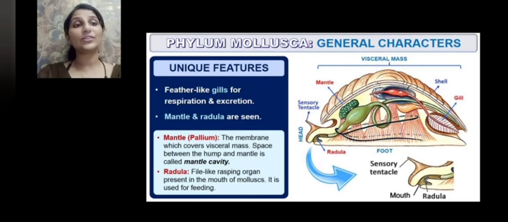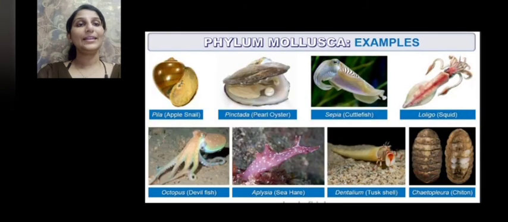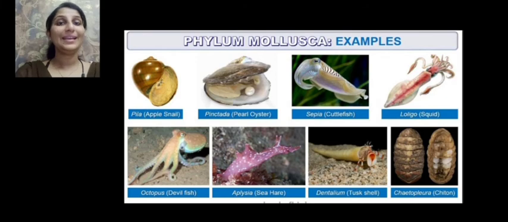And there is another organ called a radula. What is this radula? Radula is a rasping organ which is present in the mouth of the mollusks. So it helps in feeding, okay. So this is the radula, and this is the mouth region, and this is the sensory tentacle which helps to sense stimuli. Now examples are Pila, which is called an apple snail, which is very common to us. Then Pinctada, which is the pearl oyster, and Sepia, which is a cuttlefish. Loligo, which is now commonly called a squid. In addition to these, Aplysia, Dentalium, and Chaetopleura also belong to phylum Mollusca.